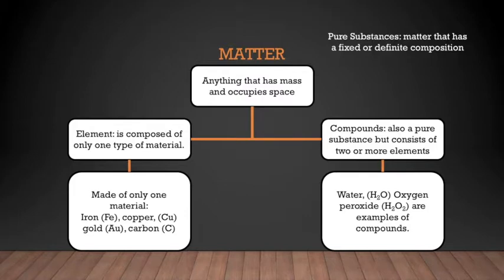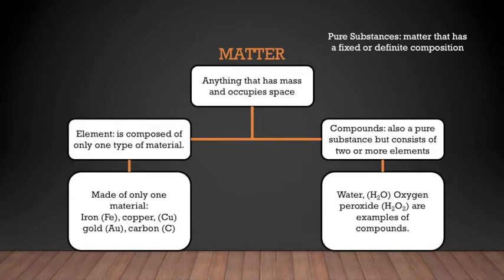The first one is what we consider an element. An element is composed of only one type of material. It's made of only one material. And examples for this will be a substance made entirely of iron, copper, gold, or carbon.